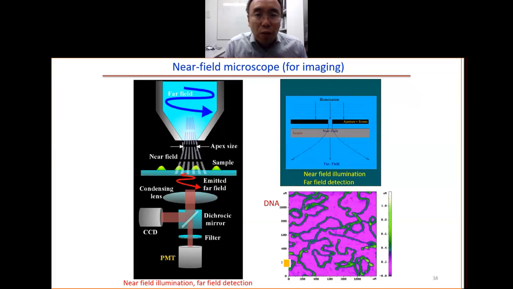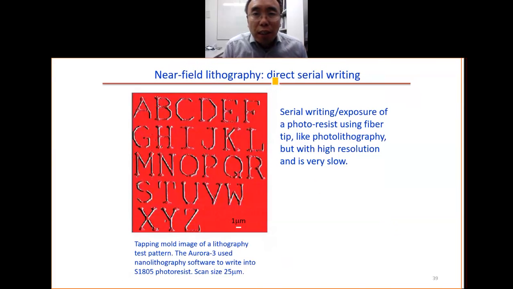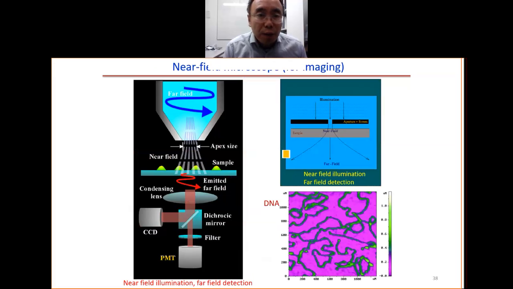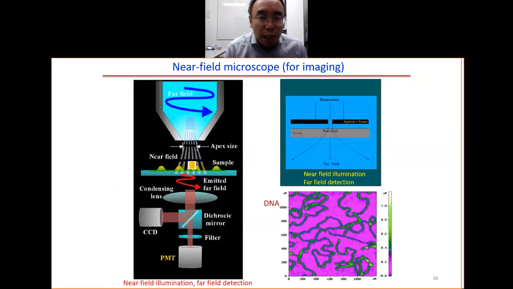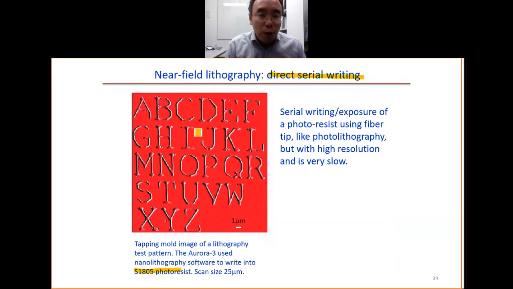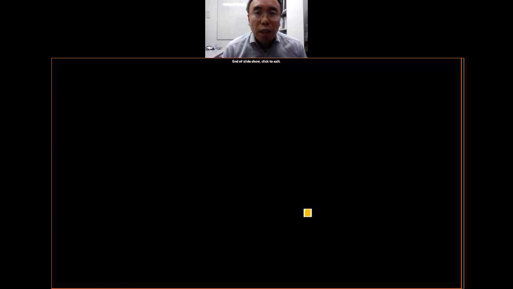So what can we do with lithography? The simple idea is that we can do direct serial writing. So we have the tip here, and you put the photoresist. You can write across the photoresist. In this case, we use S1805 photoresist, giving you 500 nanometer thickness of the photoresist. You do the exposure like this, you move around, and you get the pattern as you want. Here, after the development, the resolution is not very good. It's about 200 or maybe 300 nanometer, but it is still better than normal optical lithography. Thank you.